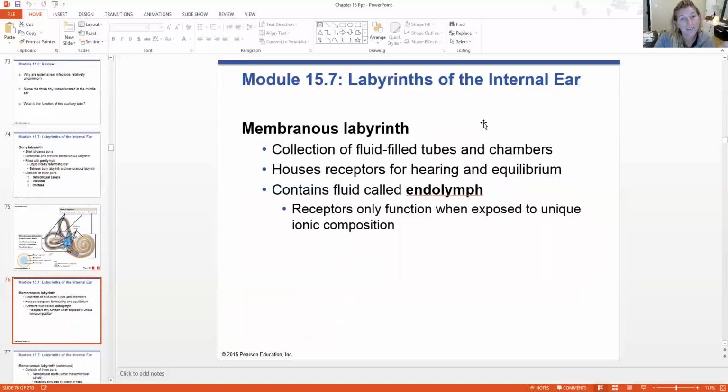Now, that membranous labyrinth is all fluid-filled tubes, and those fluid-filled tubes are full of endolymph. Endolymph is basically the fluid that is inside our inner ear. The receptors within the membranous labyrinth are only going to respond to a specific stimulus. So they're very specified. As I mentioned, certain ones are only going to respond to rotation, or certain ones are only going to respond to acceleration or sound or whatever. So they're very, very specialized.